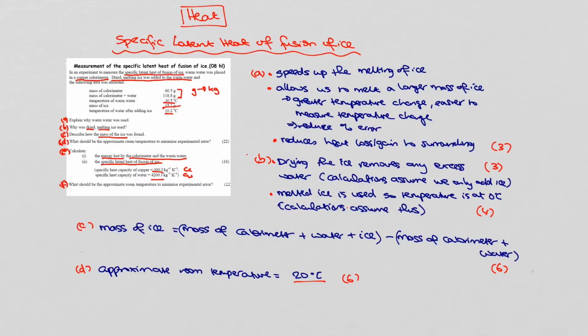And then the last question says, what should be the approximate room temperature to minimize experimental error? Sorry, I've just realised that last part there shouldn't be there. That's actually just doubled up. So we'll remove that. So any of your mandatory experiments, they're always 40 marks in total. So it should be taking you just 20 minutes approximately to answer these questions. Okay, so you're now going to go and you're going to do your virtual online lab experiment.